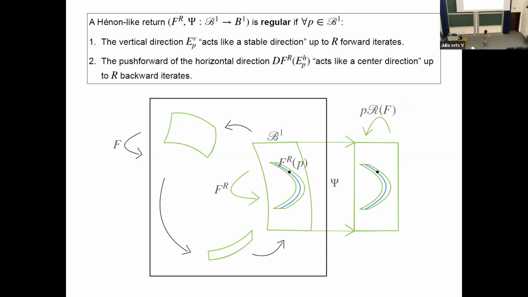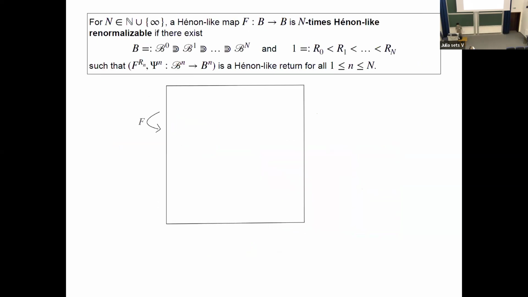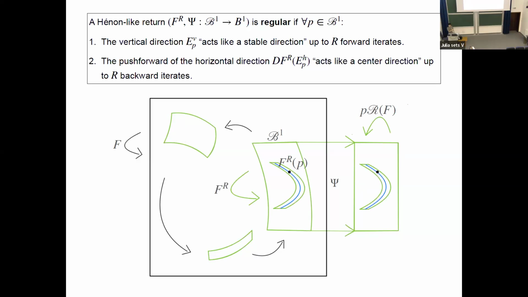Okay, so if you look at the directions that line up with the image of the horizontal direction, and then you start to iterate backwards, then what you see along those directions should be something like neither exponential expansion or contraction. Okay, it should be something neutral, right? That's what center direction means. So these are the two assumptions, and once you have these two assumptions, then we can prove our main theorems, which are, any questions? So this is the definition of renormalization that we need in order to prove our theorems.